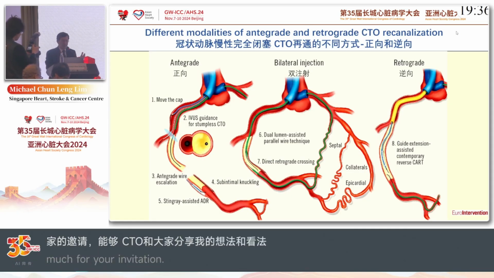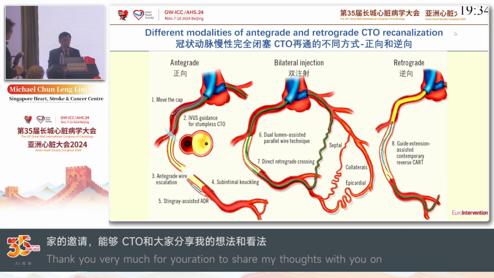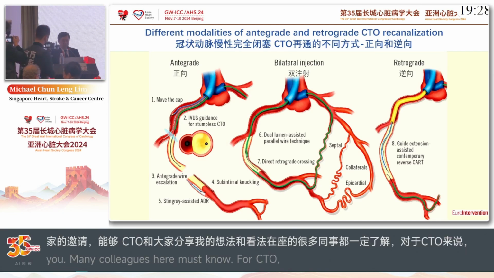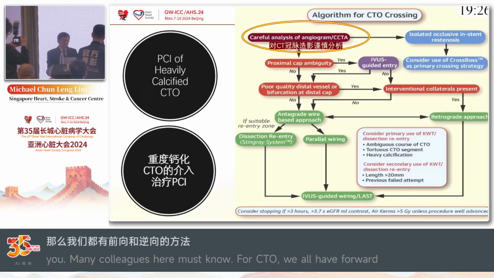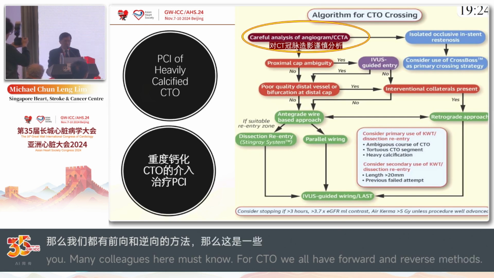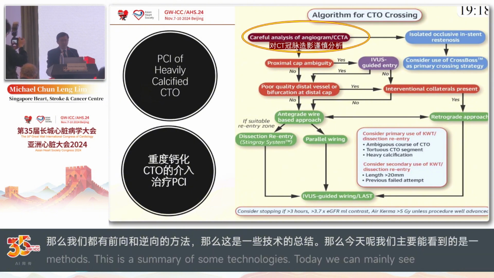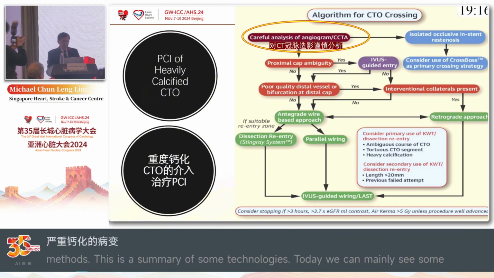So of course, I think many of you know that basically for CTO, we always have the antegrade approaches and the retrograde approaches. This is just a broad summary of all the techniques that we can use. And today my focus will primarily be on the heavily calcified CTO because that's the one that can give us complications when we do these types of CTO.